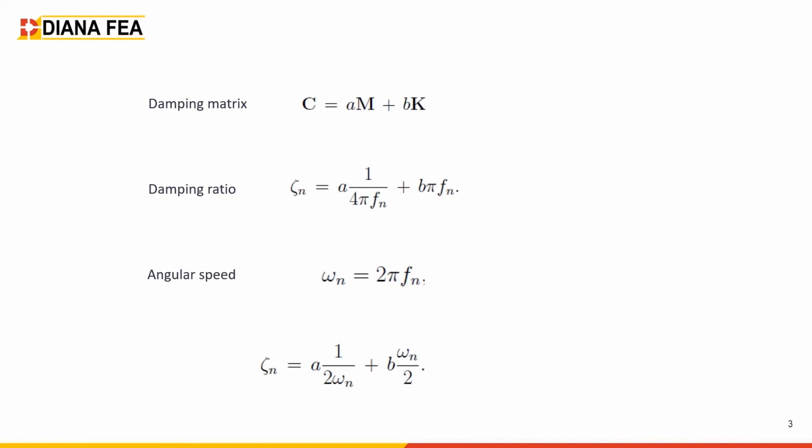the damping ratio depends on the eigenfrequency f of the structure and on the Rayleigh damping parameters A and B. So basically, you can write for a mode n the damping ratio as follows, as a function of the eigenfrequency and A and B. Of course, you can also express the function based on the angular speed, which is basically 2 times pi times the eigenfrequency, and then this equation results as follows, which basically is the equation of the damping ratio depending on the damping parameters A and B and the angular speed.